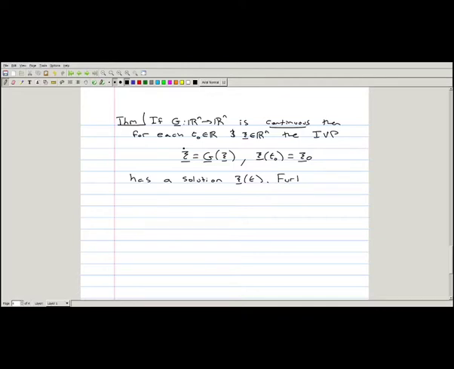Furthermore, the solution Xi of T has some maximal interval of existence, and we'll use the same notation that we use in 1D, where alpha is the lower bound of this interval of existence. It could be negative infinity, less than T naught, the initial condition T value in our interval, which is less than omega, which is less than or equal to positive infinity.